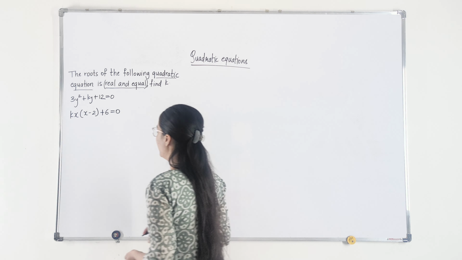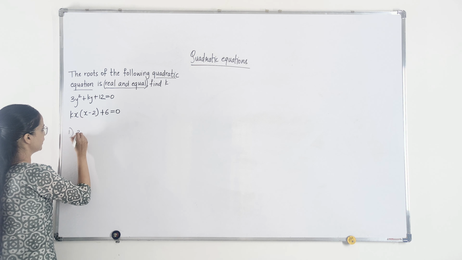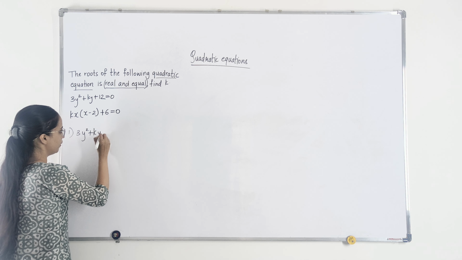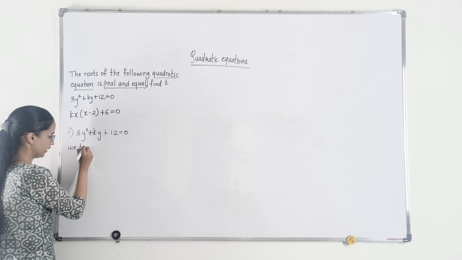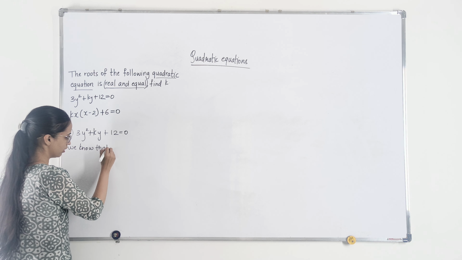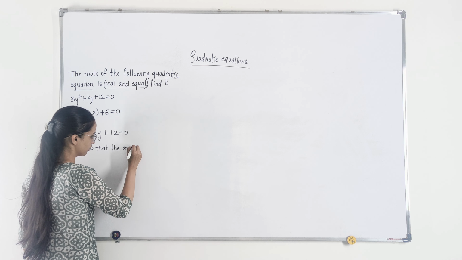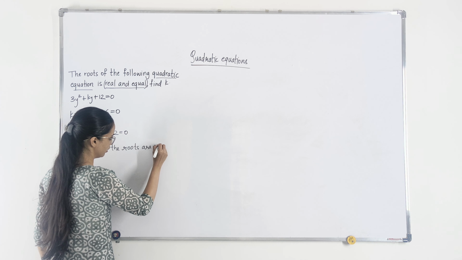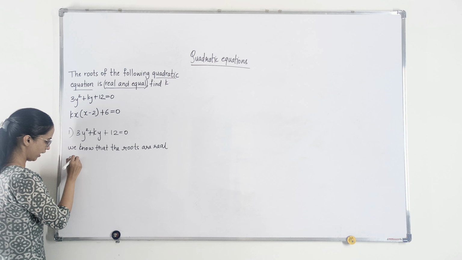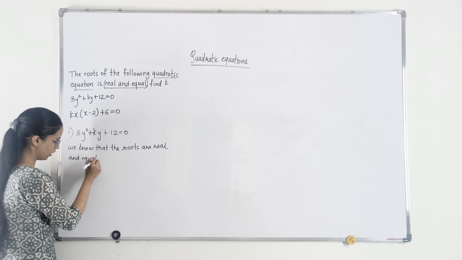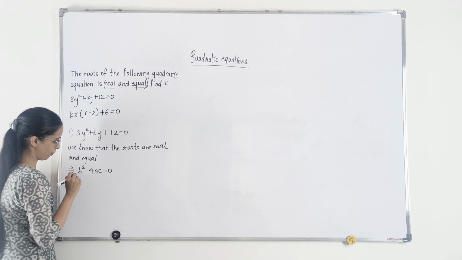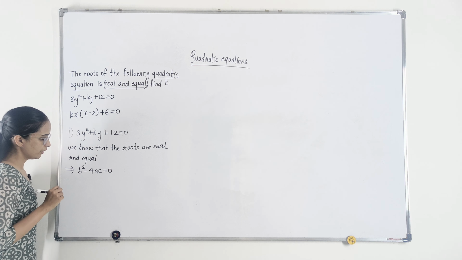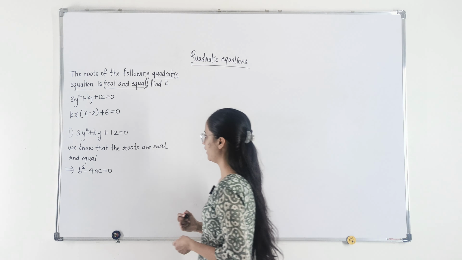So let's start. The first one, which is 3y square plus ky plus 12 is equal to 0. Now we know that the roots are real and equal, which implies that b square minus 4ac is equal to 0. Now what we are going to do is we are going to substitute the values for a, b and c in this equation, and we are going to solve for the value of k.